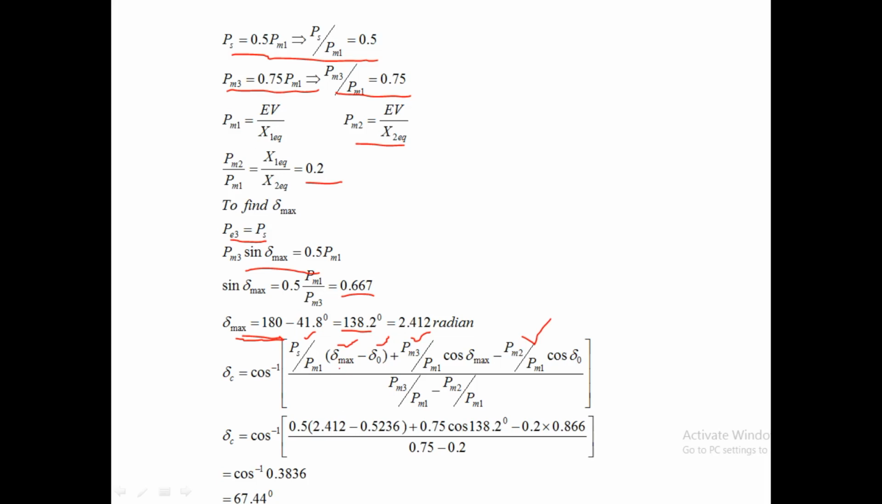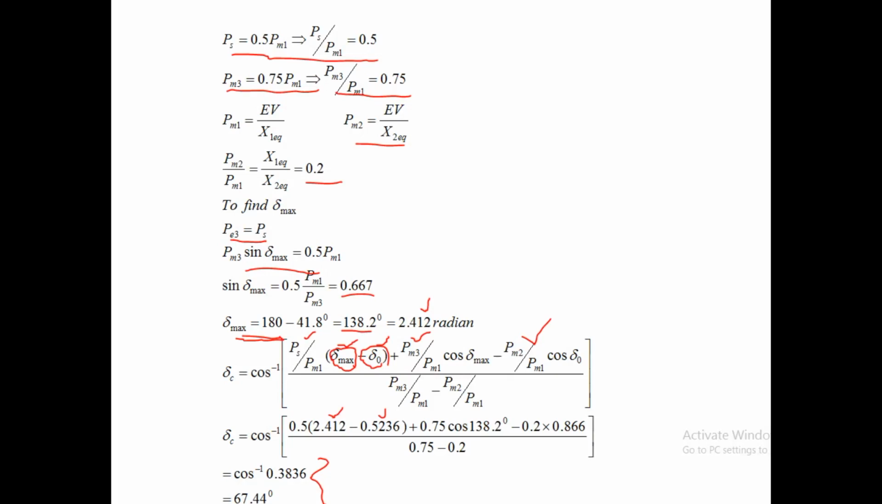So you substitute this. Just remember and note this down: if delta max and delta 0 appear alone, not inside cos and sine, if it is the angle only, it should be expressed in radians. So delta max is 2.412. That is why here we have 2.412, here 0.5236, all other values we got, and then you will get this value, 67.44 degrees. So I am stopping here. We will continue in the next class. Thank you.